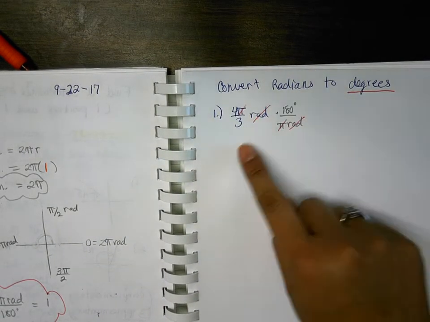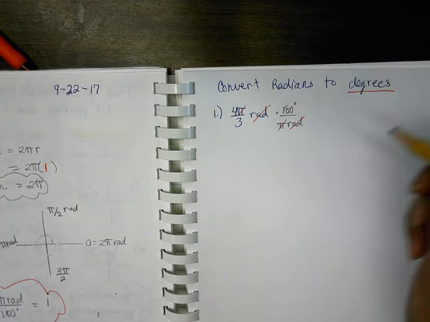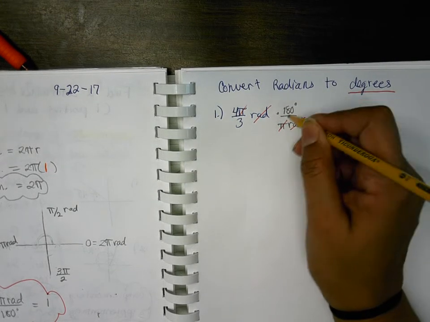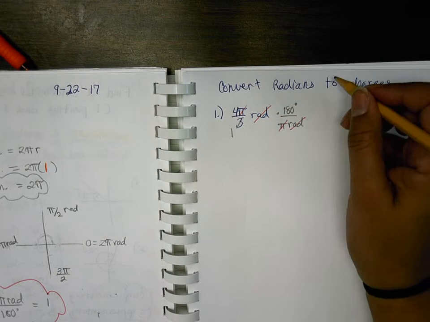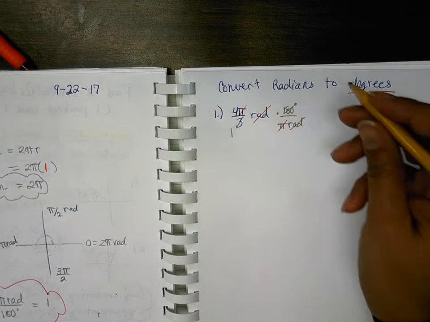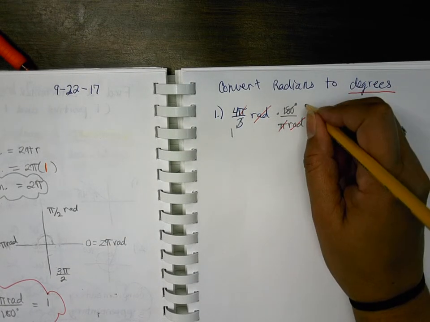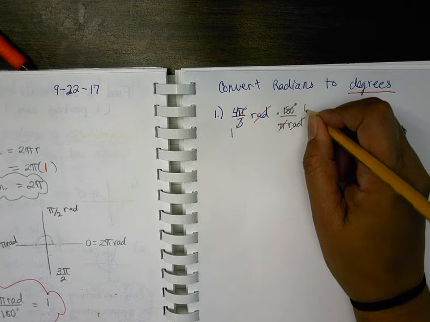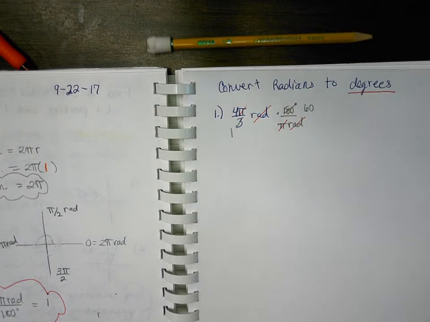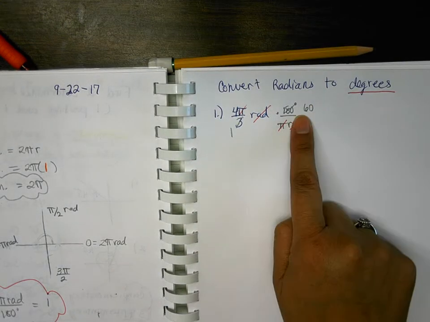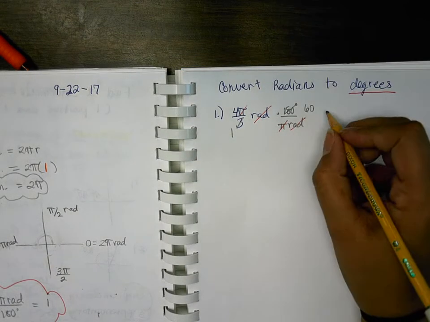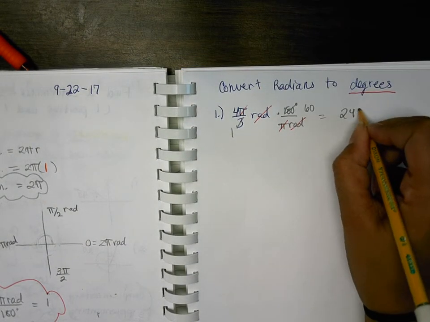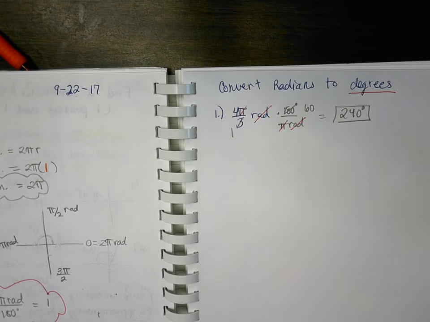What about the 3 and the 180? Does that reduce as well? Yeah. All right. 1 and 3 goes into 180 how many times? 60. All right. So I'm left with 4 times 60, which equals what? 240. And is it radians or degrees? Degrees. Any questions?